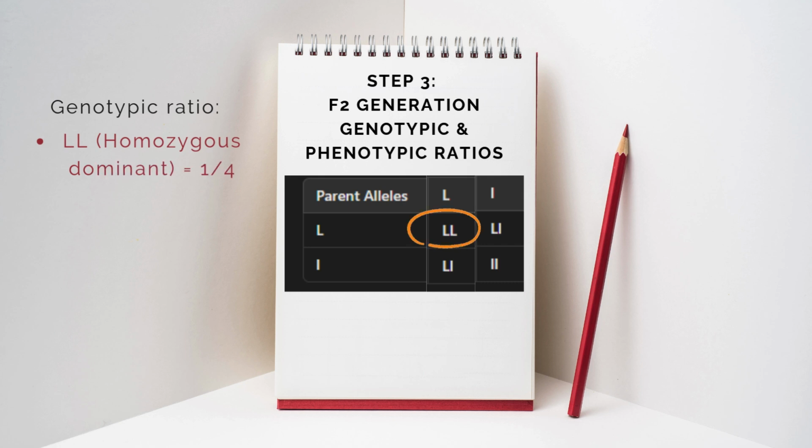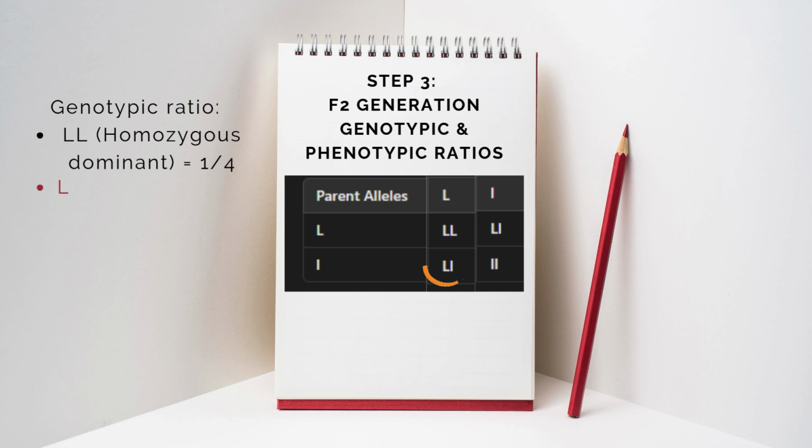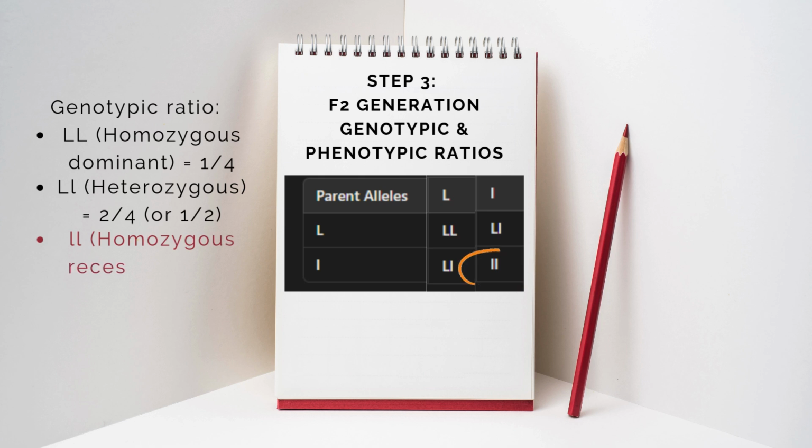homozygous dominant would be 1 out of 4, heterozygous would be 2 out of 4, and homozygous recessive would be 1 out of 4. That means genotypic ratio is 1 is to 2 is to 1.